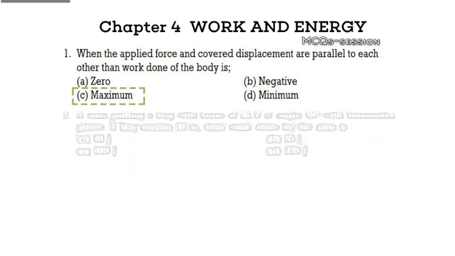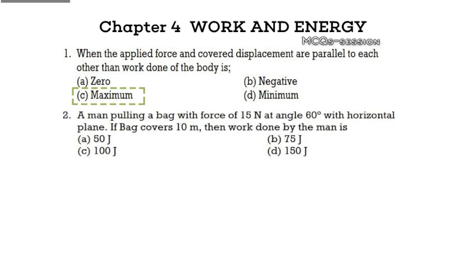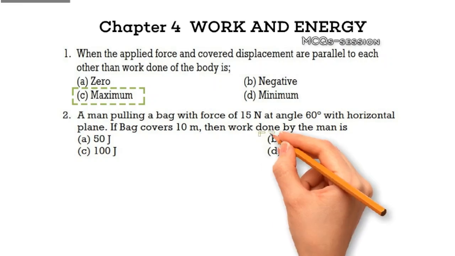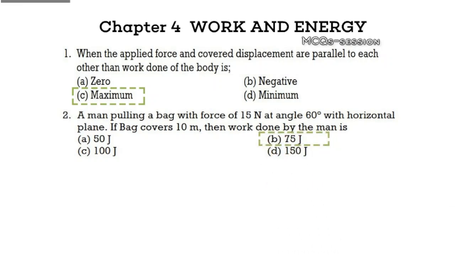Question 2. A man pulling a bag with a force of 15 newtons at an angle of 60 degrees with the horizontal plane covers a distance of 10 meters. What is the work done by the man? Options: A, 50 joules, B, 75 joules, C, 100 joules, D, 150 joules. Pause the video and guess the right answer. The correct answer is B, 75 joules.